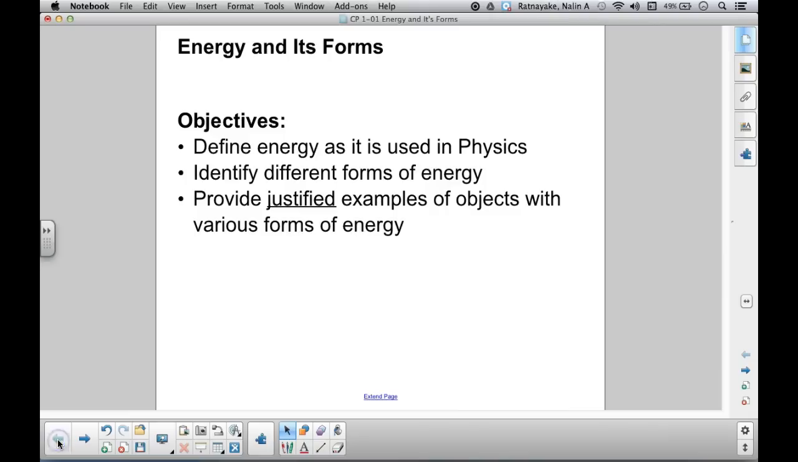Go back to our objectives. Can you define energy as it's used in physics? Can you identify different forms of energy? And can you provide justified examples of objects with the various forms of energy? If you can't, listen to this video again or check out some other resources on the web. Ask your peers, ask your teacher, and you should be able to get a little bit further.